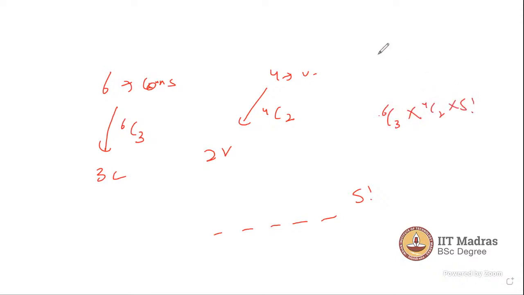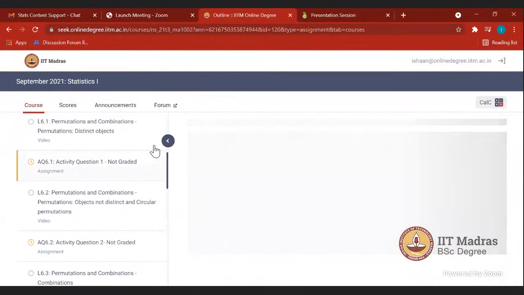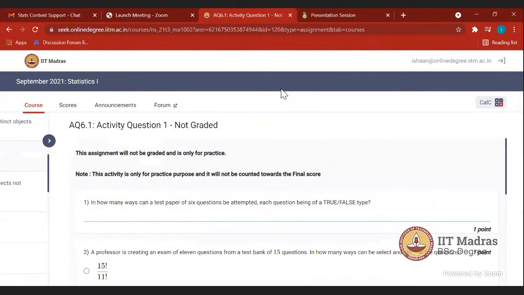Sir, activity 6.1, question number 1. I think it's a true false one, right? Yes. The question says, in how many ways can the 6 questions be attempted? So for each question, either you can answer true or false, or you can leave it. That's also an attempt, right? So 3 to the power 6.